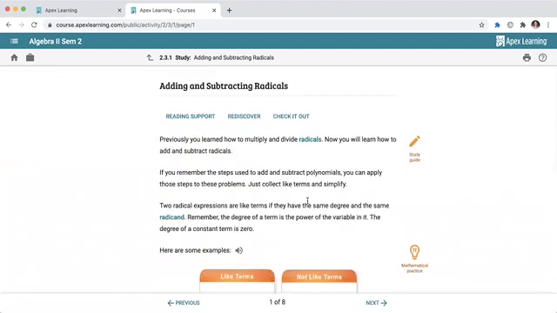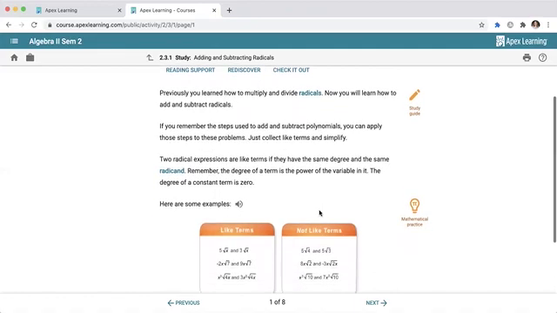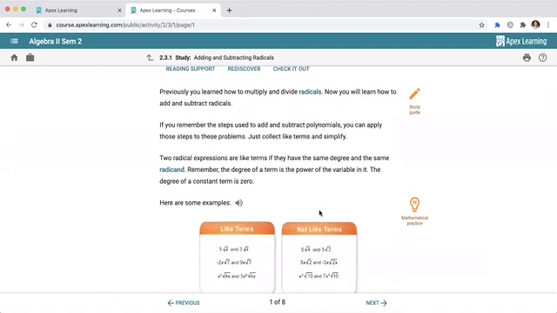If we understand how to multiply and divide radicals, the next step we need to learn is how to add and subtract them. We did have a little bit of introduction to that in that FOIL problem, but basically, in order to add and subtract them, they have to have the same degree and the same radicand.